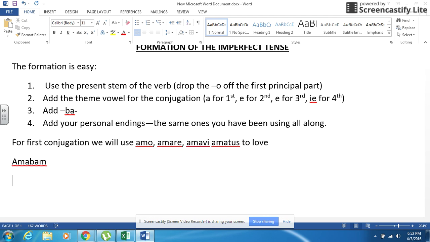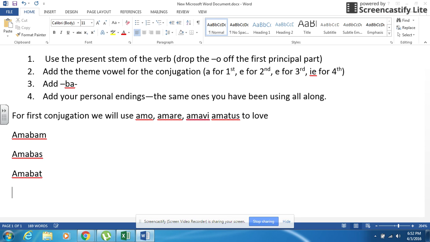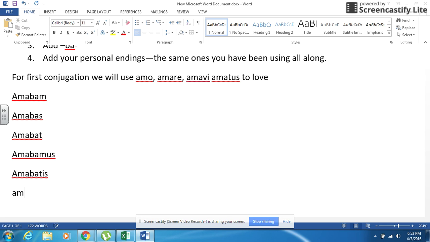For the second person singular, same stem, same vowel, same ba, and then an S. For third person singular, same stem, the A again, ba, and T. For the first person plural, am is your stem, A again, because it's first conjugation, ba, and then MUS. You can see these endings are just what you've learned before. Then again, ba, and then TIS. And finally, again, because it's first conjugation, ba, and then NT.